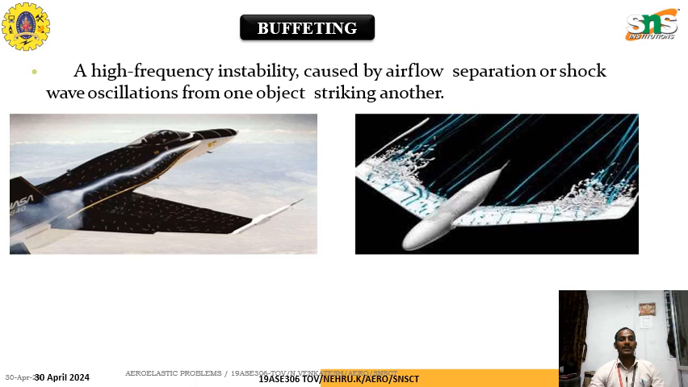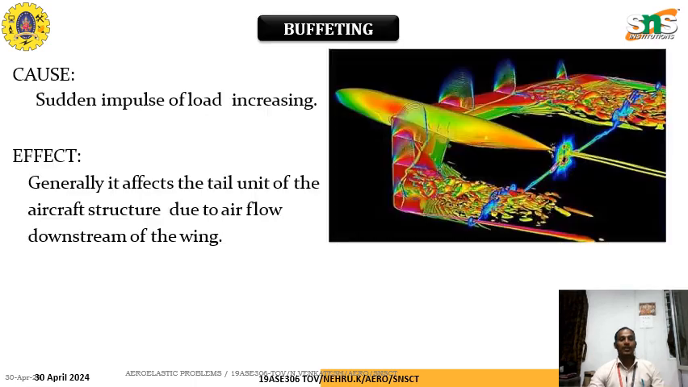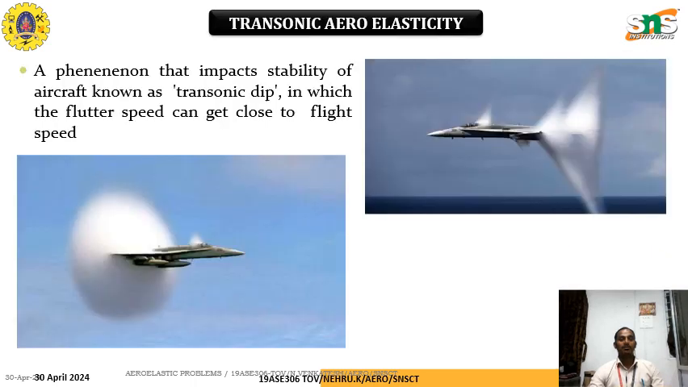And buffeting is a high frequency instability caused by airflow separation or shock wave oscillation from one object striking another. This produces the buffeting of the wing. Buffeting causes a sudden impulse of load increase over the wing surface, which generally affects the tail unit of the aircraft structure due to airflow downstream from the main wing.